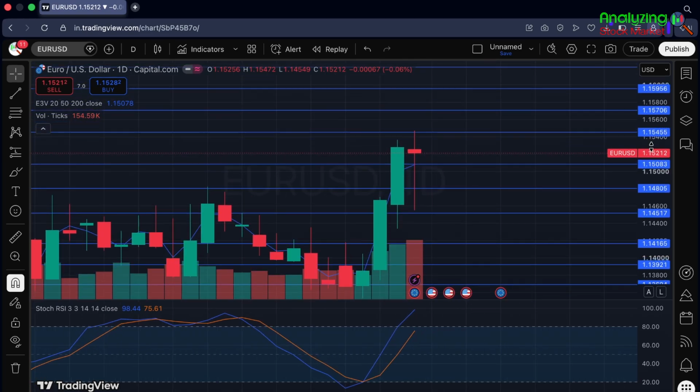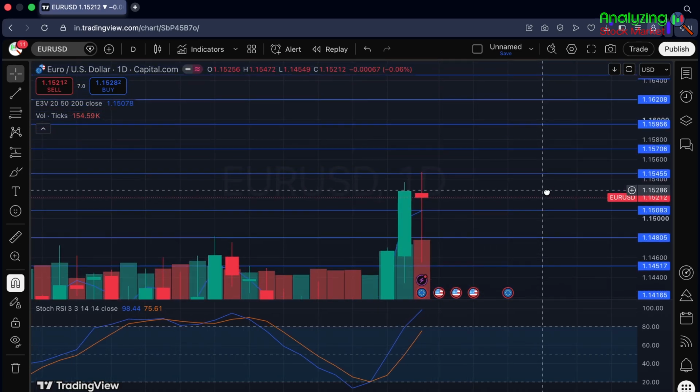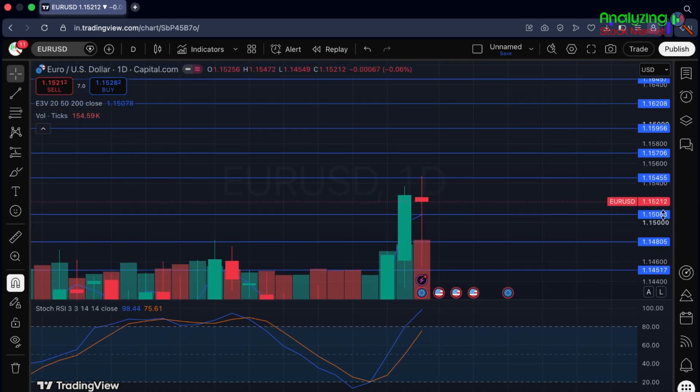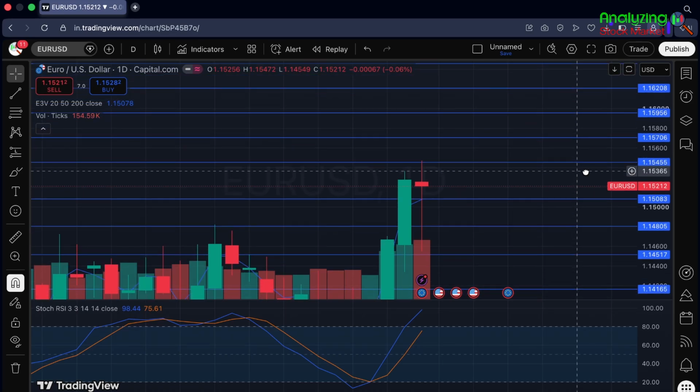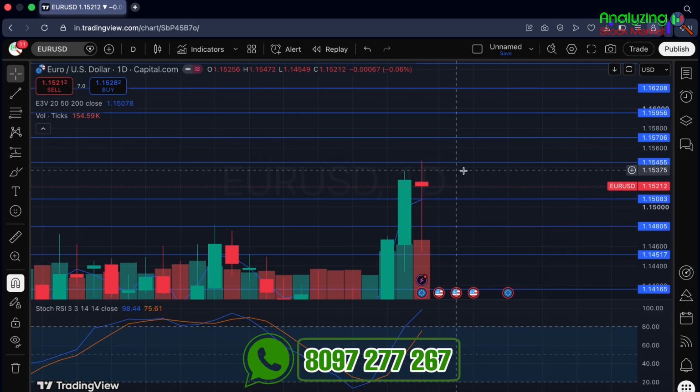So here this is the 1-day chart currently. 1.15212 is the closing. The direct support is 1.15083. Direct resistance is 1.15455. After direct support, there is a support of 1.14805 and then 1.14517. After direct resistance, there is a resistance of 1.15706 and then 1.15956. So these are the important support zones and resistance zones which will help you take better stop loss and target levels according to your bias for this week.